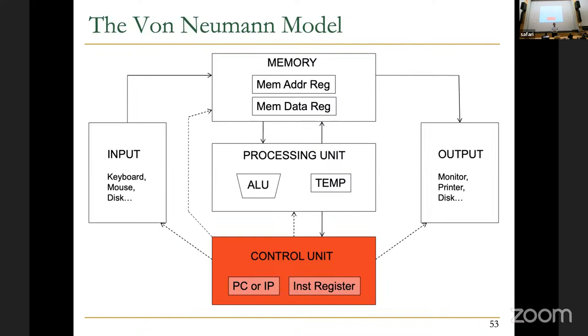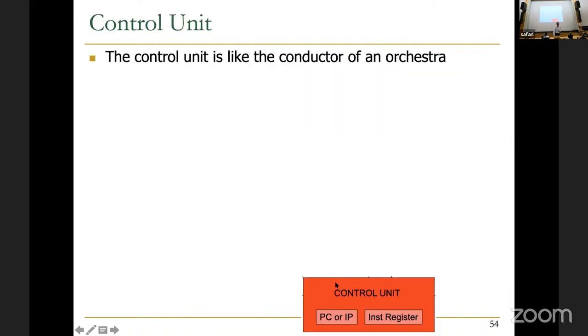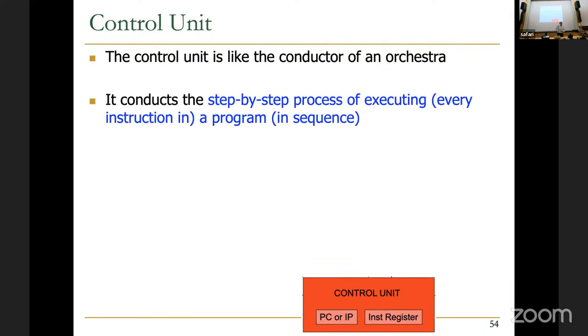So the control unit, let's talk about that, because this is really important. This is perhaps the core of the von Neumann model, because it dictates how programs are executed. It consists of two things, as you can see: the program counter or instruction pointer, and the instruction register. What does it do? Essentially, it controls everything that happens in the machine. It's like the conductor of an orchestra, like a maestro. It conducts a step-by-step execution of every instruction in a program in sequential order. That's the definition of the control unit, basically.